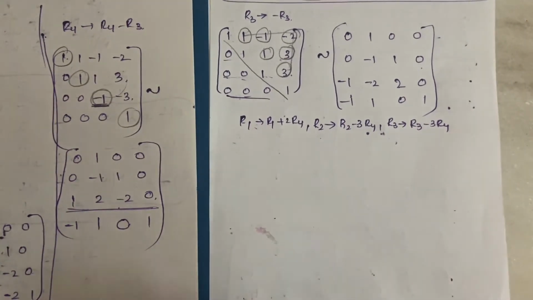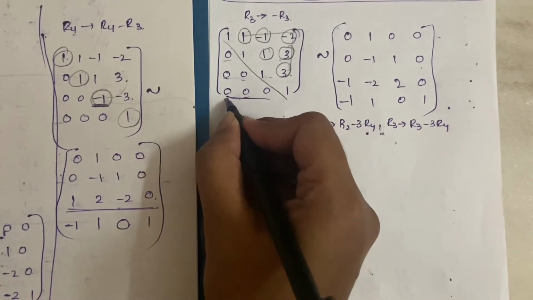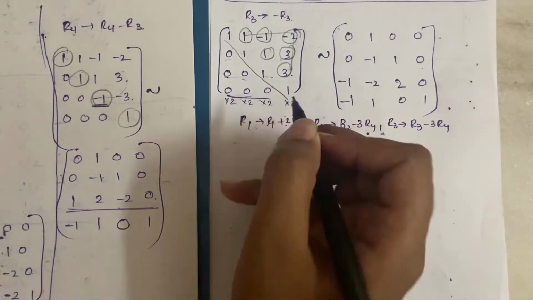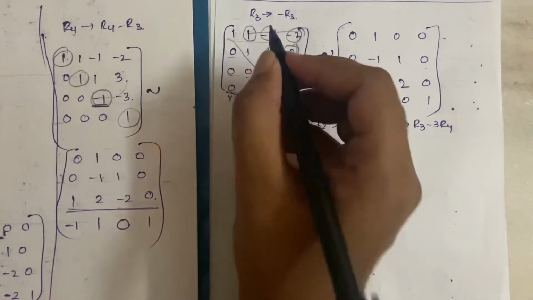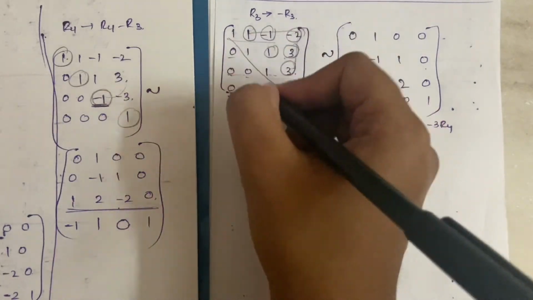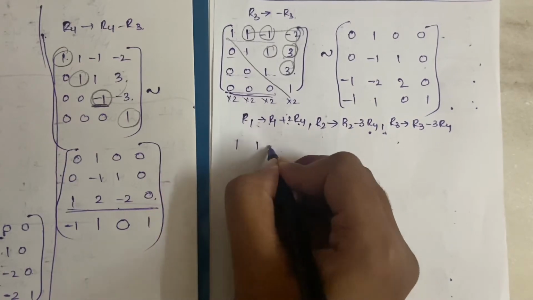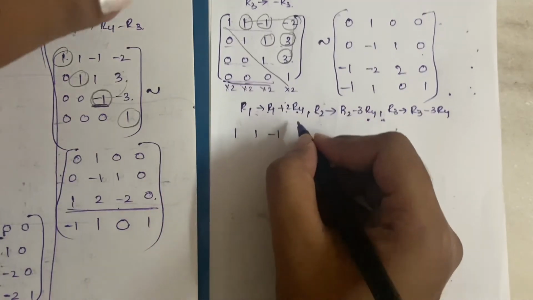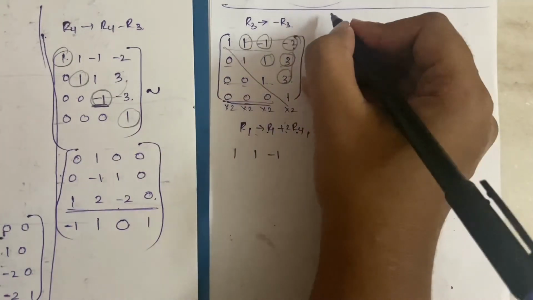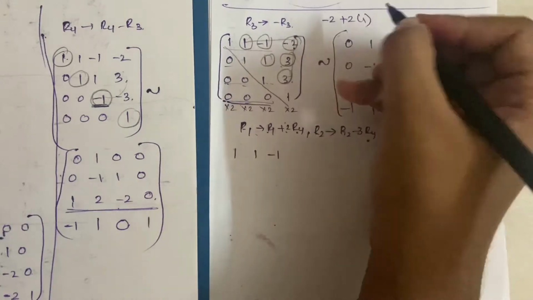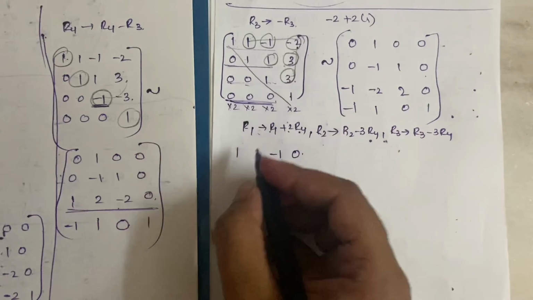So now let us see. R1 will become R1 plus 2 R4, right? Which is 2 into each entry of R4, and add. So these 3 into 2 are 0 only, so these 3 will be as it is. 1 plus 0, 1 plus 0, minus 1 plus 0, as it is they'll be. So what you will get? 1, 1, minus 1, and this one. Now see, minus 2 plus 2 R4, which is minus 2 plus 2 into 1, minus 2 plus 2, 0.